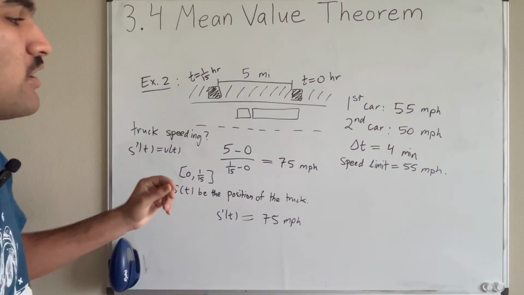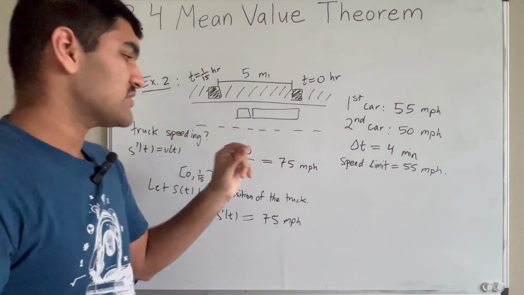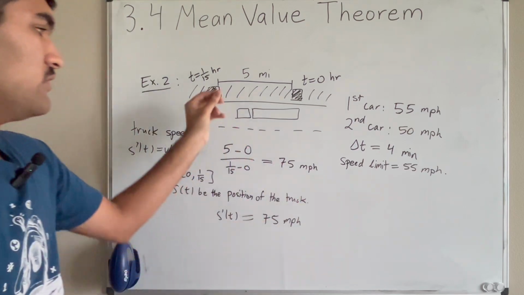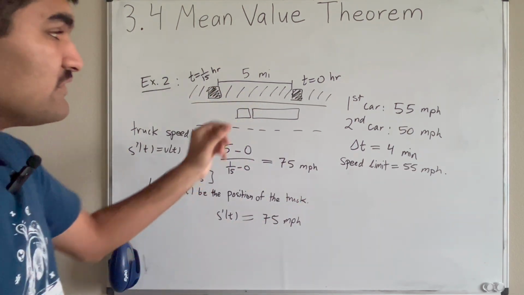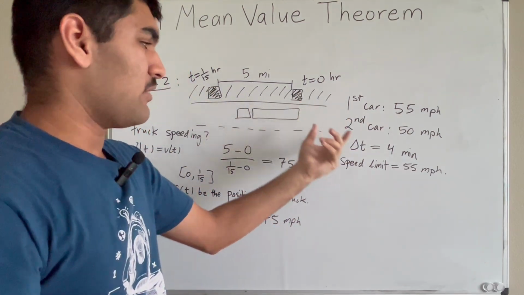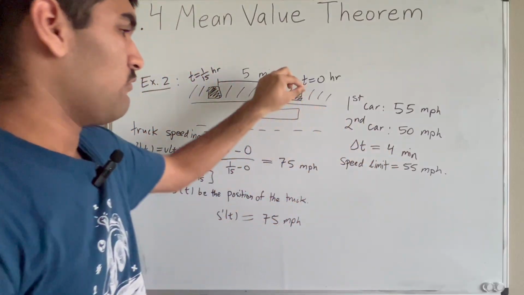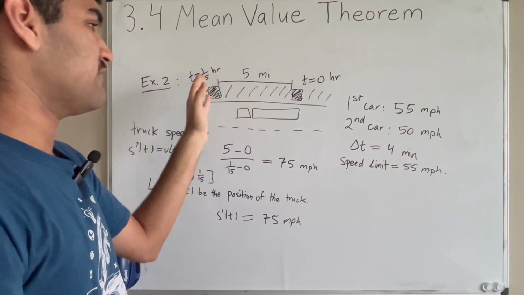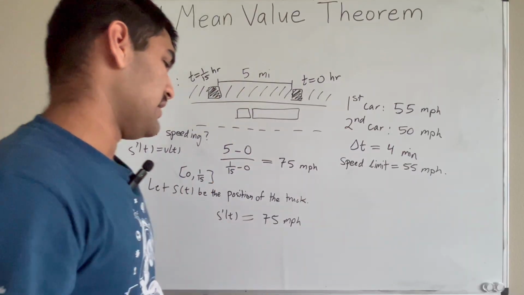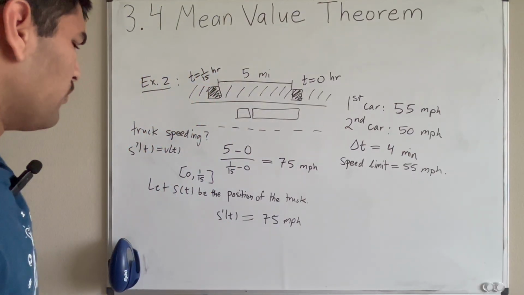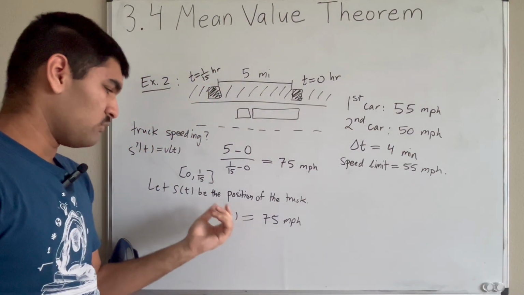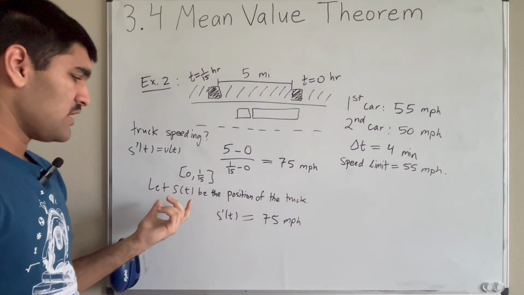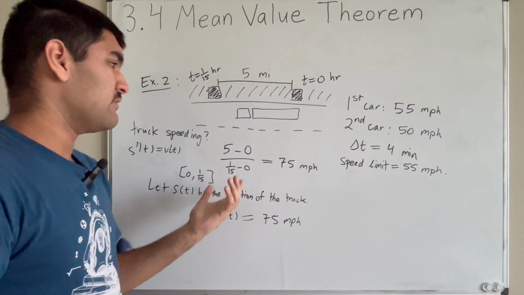So therefore, we know that the truck must have reached 75 miles per hour, thereby breaking the speed limit, during some time interval. So even though it didn't break the speed limit when it passed through the two police cars, it definitely did somewhere in between, somewhere in the 5 miles between the two police cars. We can't exactly find what t value that was because we don't have an explicit expression for s of t, but the fact that it did is good enough.